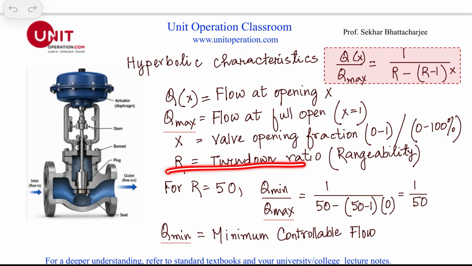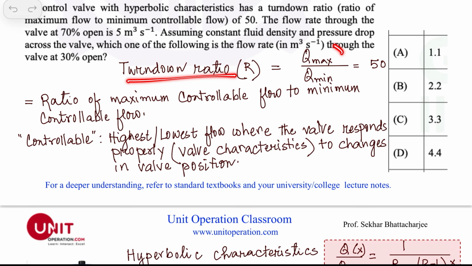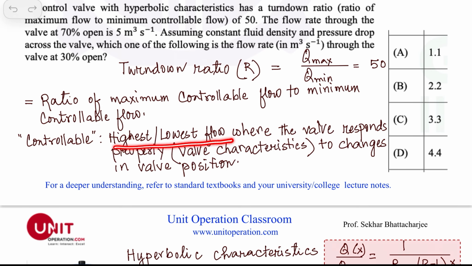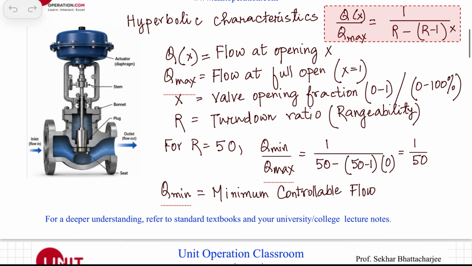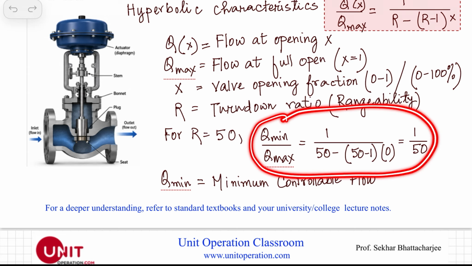So R is the turn-down ratio. It's called rangeability. How is it defined? R is given as Q max over Q min, the maximum flow rate over the minimum flow rate. That means we have the maximum controllable flow and the minimum controllable flow. This ratio is 50. So it's the ratio of maximum controllable to minimum controllable flow: the highest or lowest flow where the valve responds properly, following the valve characteristics to changes in valve position. That's what is meant by controllable flow.